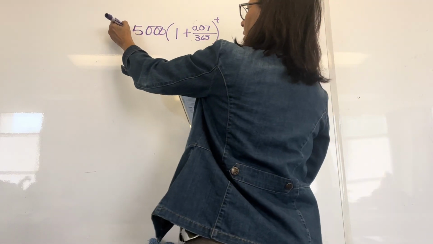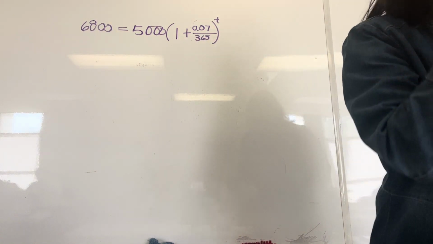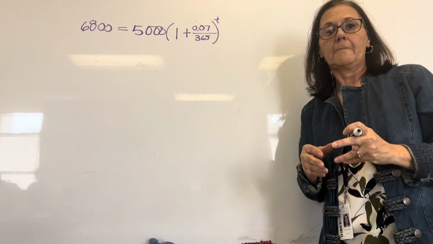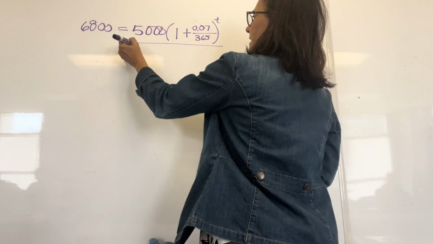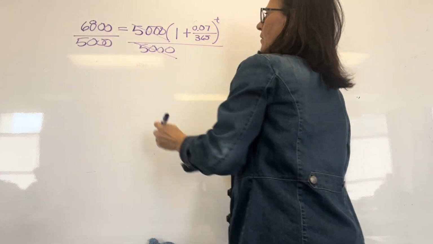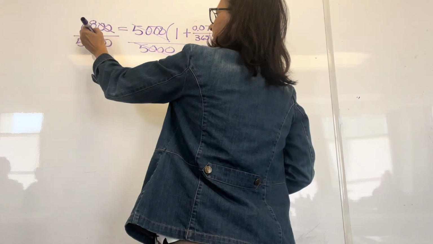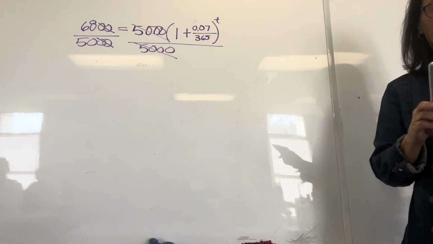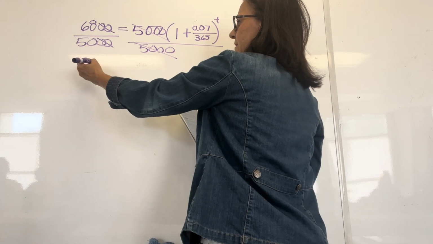When will the investment be worth $6,800? All right, so how are we going to solve this? We did some of this on Tuesday. Where do we start? Divide by 5,000. Divide both sides by 5,000. Somebody do what this is inside here, and somebody do 68 divided by 50. It would be 136. This is 136.